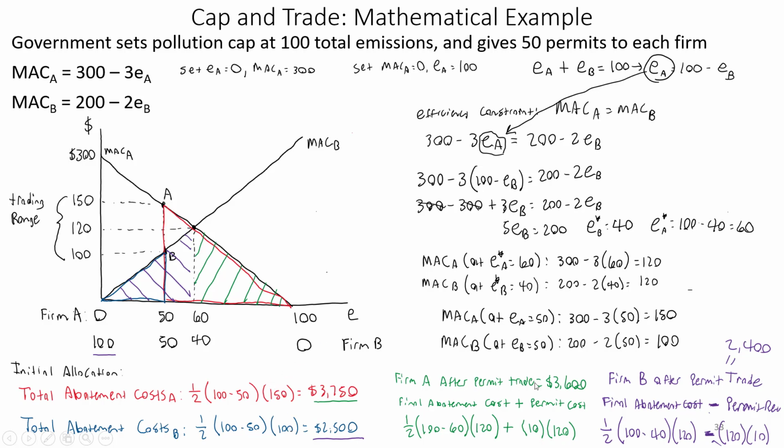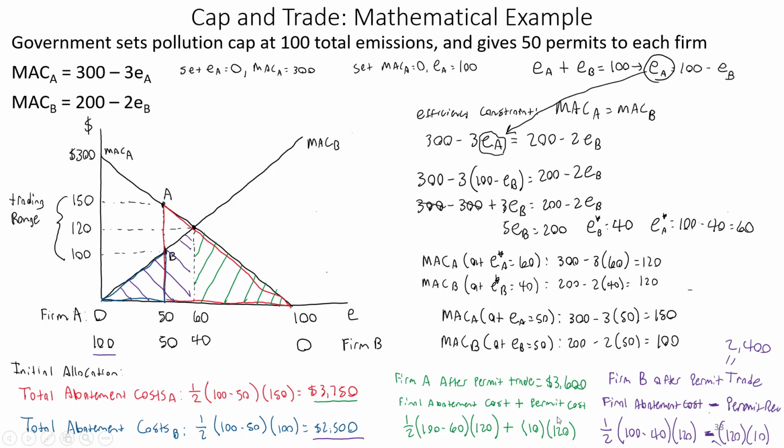And then as far as after the permit trade, this is the only part that's a little bit new or a little bit tricky, right? For the firm that is buying permits, you look at their final abatement costs and you add to that their permit cost. For the firm that is selling permits, you take a look at their final abatement costs and you subtract from that their permit revenue, right? And in doing that, that is going to give you the total cost for that firm, right? Again, that permit revenue is subtracting from those total costs.